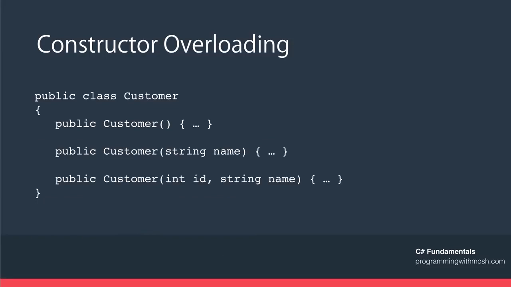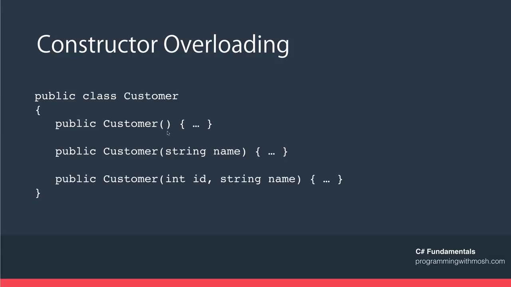Overloading means having a method by the same name but different signatures. What do I mean by a method signature? A signature is what uniquely identifies a method. That is its return type, its name, and the types and numbers of its parameters. In this example here, we have 3 constructors, so we have overloaded the constructor for this class. Each constructor, as you see, has a different signature.